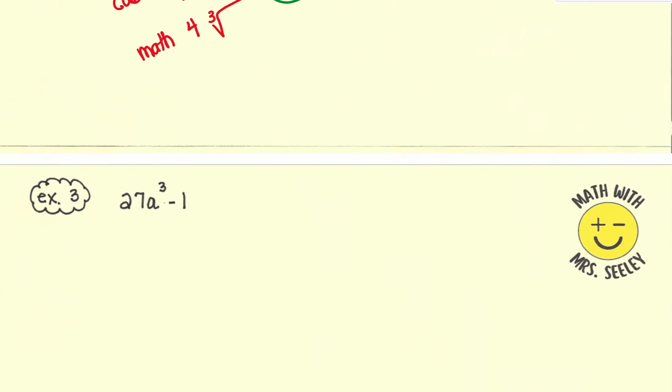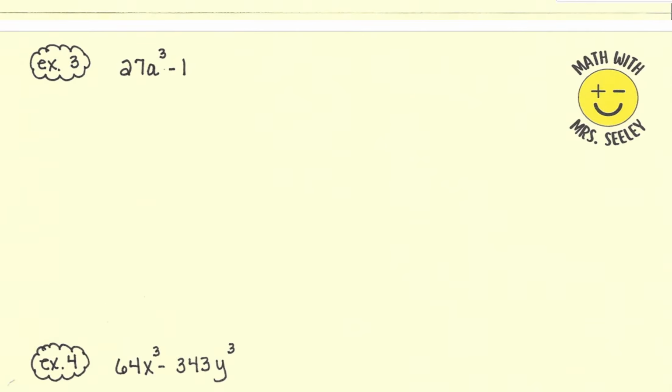Okay, let's take a look at example 3. Let's make sure that we fit our pattern, and we do, because 27a to the third is 3a times 3a times 3a. 1 is just 1 times 1 times 1. So let's do our short and let's do our long. So ask yourself, whatever do I cube to get this, which is a 3a? Whatever do I cube to get this, which is a 1?